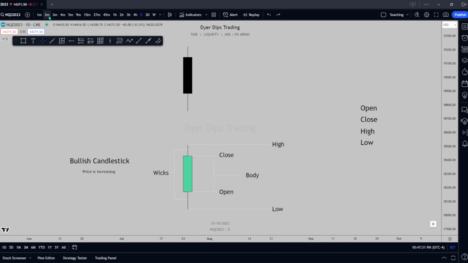So if we look up here where my cursor is, you can see that right now we have this D selected, and that stands for 1 day. That means that for every candlestick that is formed, 1 day has passed. We can also change this to a 5-minute, 15-minute, or even a 1 minute or lower.